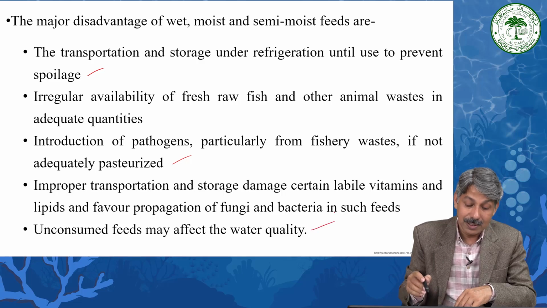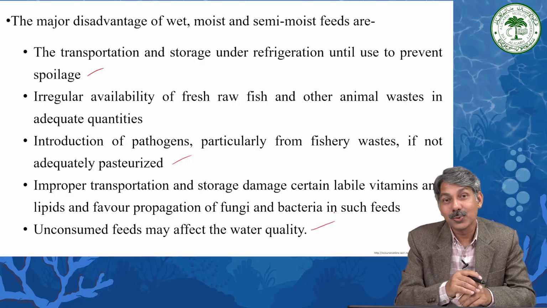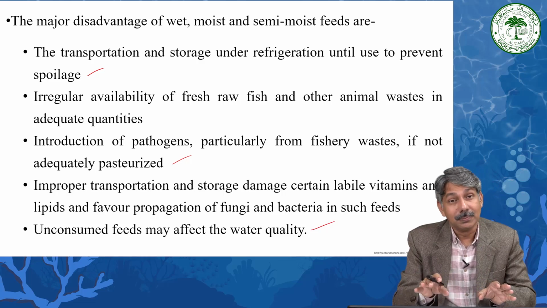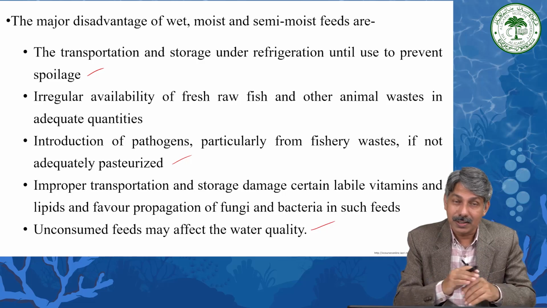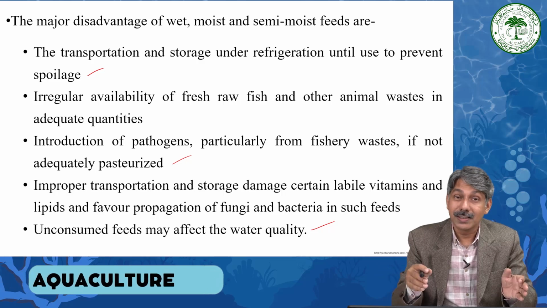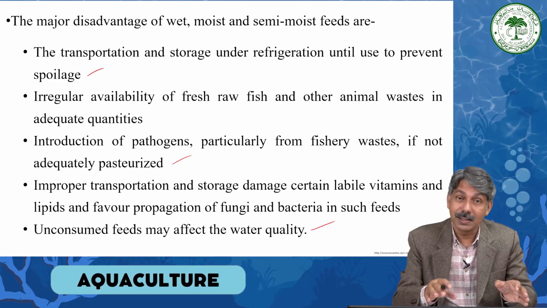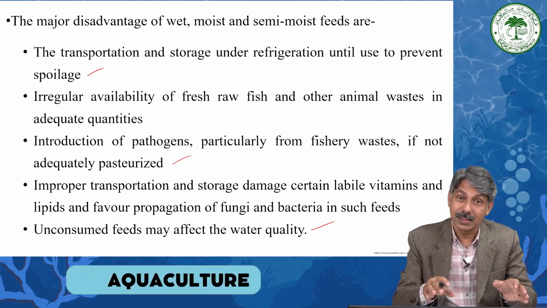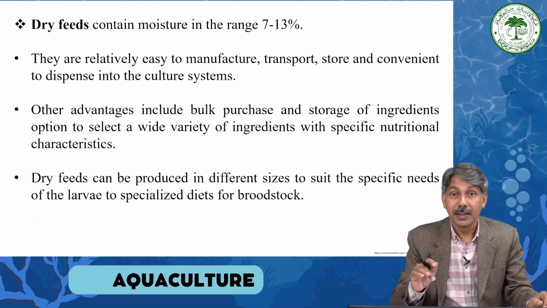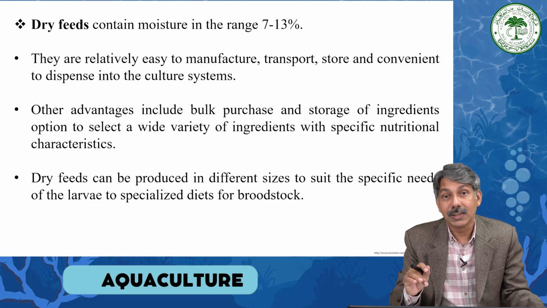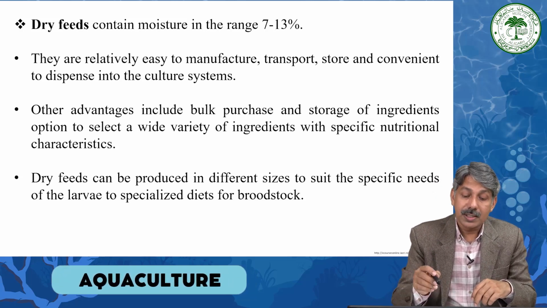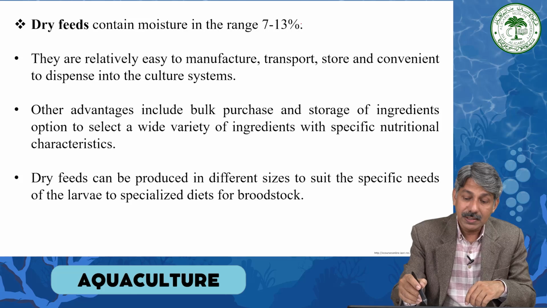Unconsumed feed may affect the water quality. You are using wet, raw aquatic animal products like fish or animal waste. If the feed is left in the aquatic system, that is going to spoil the aquatic system. Water quality will be adversely impacted. Dry feeds contain moisture in the range of 7 to 13%.